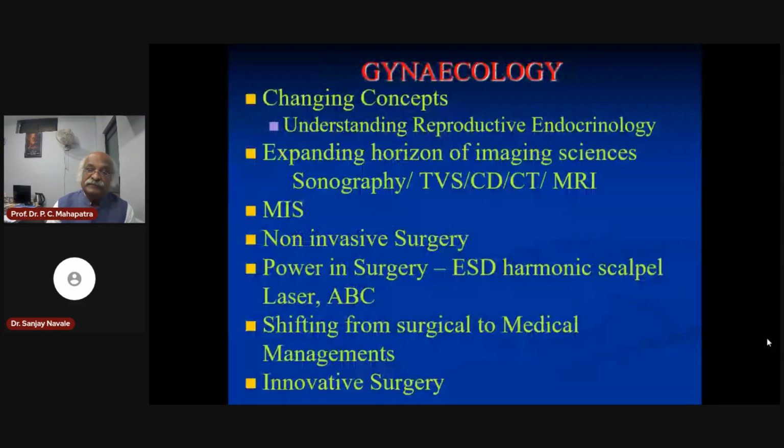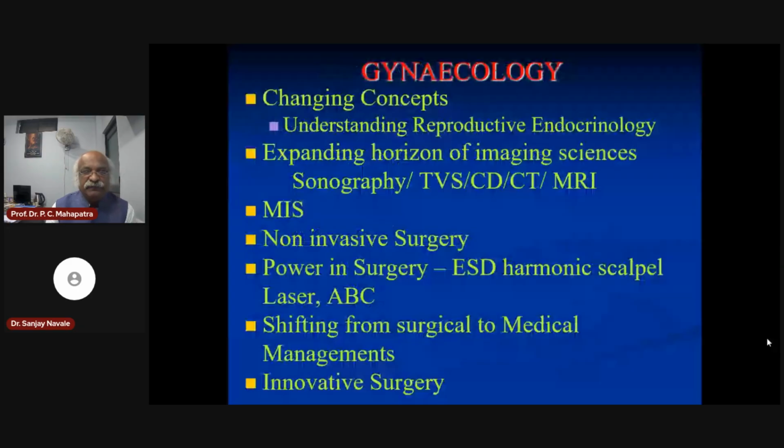And therefore, the expanded horizons of imaging sciences have helped us in many cases, to such an extent that many cases which were earlier done by endoscopy have now switched over to sonography. For example, for the diagnosis of Mullerian anomalies, the only option was hysteroscopy. And now it has been replaced by 3D sonography and MRI. 100% accuracy can be there.